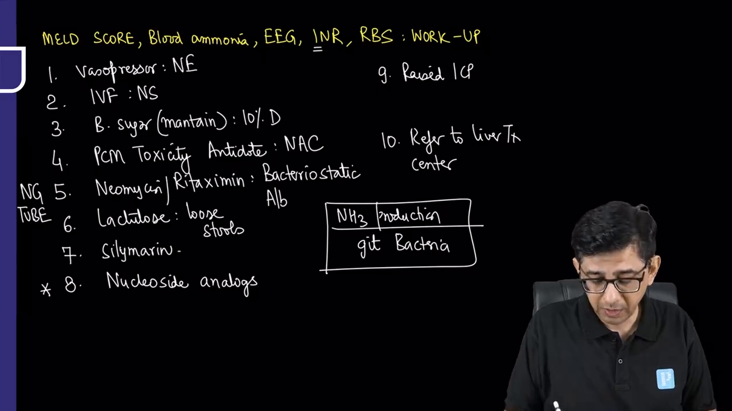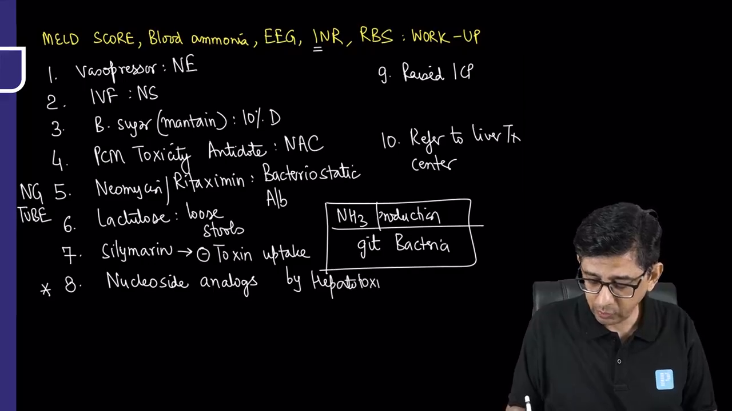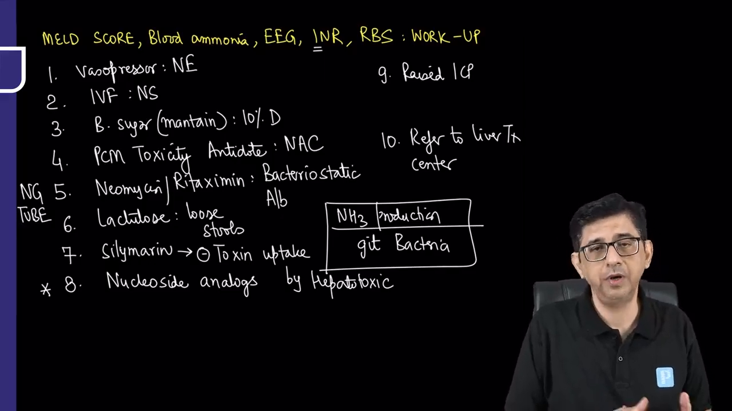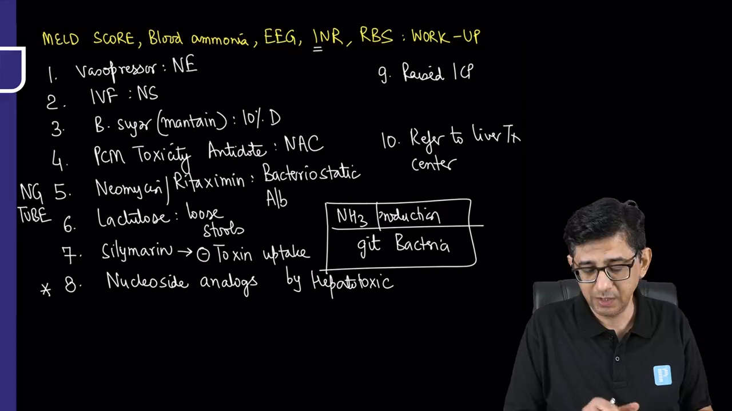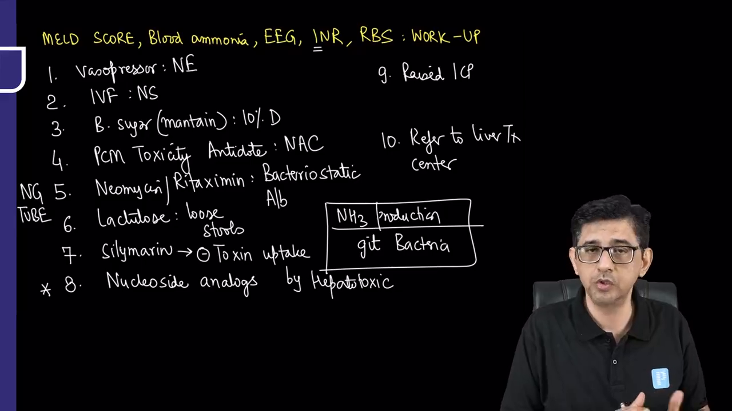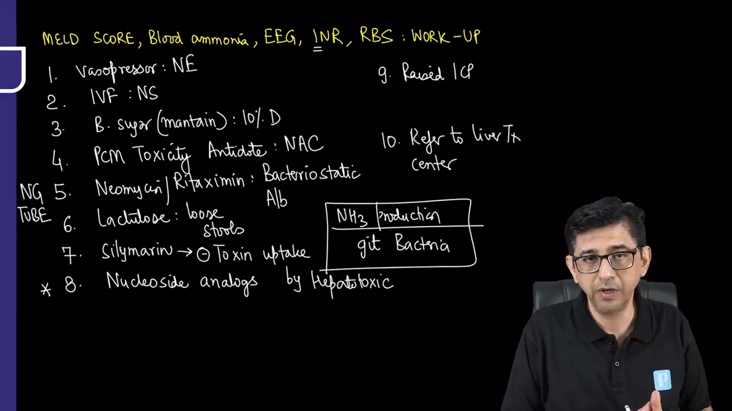Then as far as silymarin is concerned, it basically inhibits the toxin uptake by hepatocytes. Silymarin is the antidote that would be used for mushroom poisoning for Amanita. The hepatotoxin which is present in the mushroom is taken up by hepatocytes, and more hepatocytes will start getting degraded. So silymarin does two jobs. One, it helps in replenishment of glutathione stores. Glutathione, as you know, will help in neutralizing free radical damage.